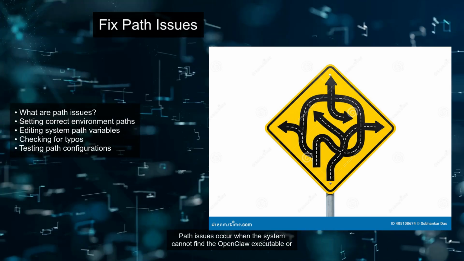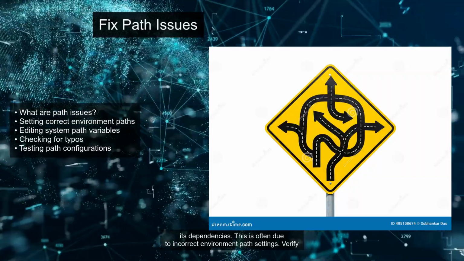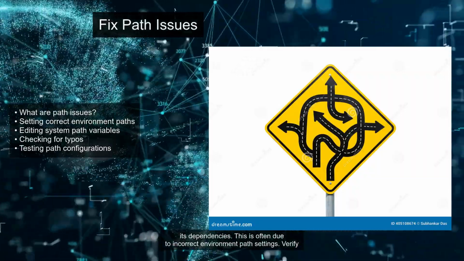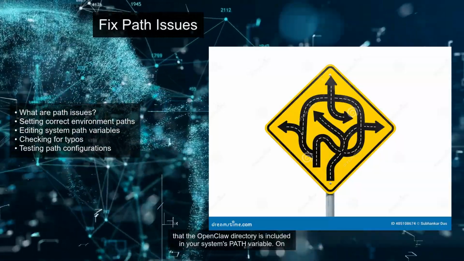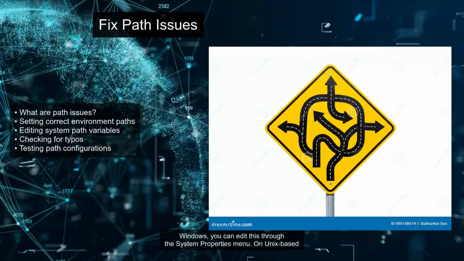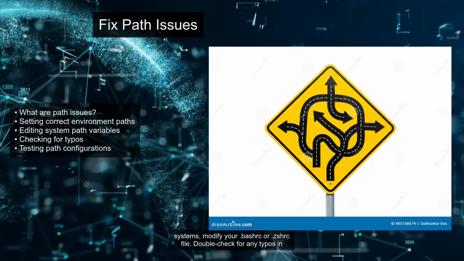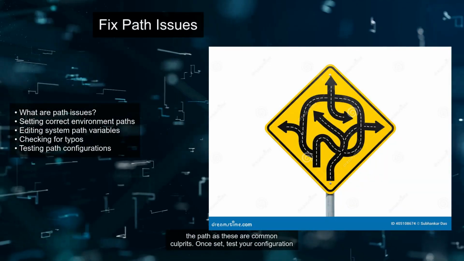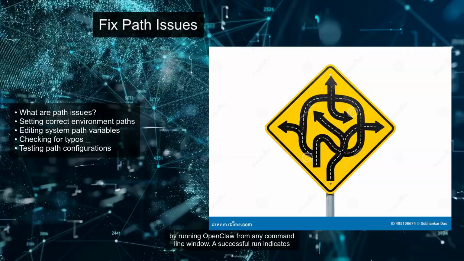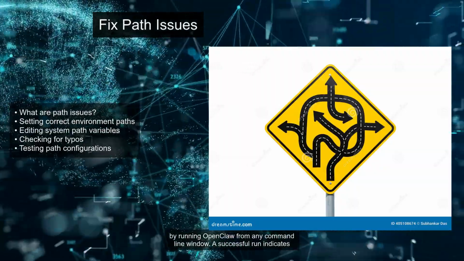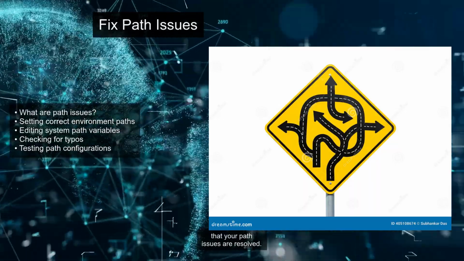Path issues occur when the system cannot find the OpenClaw executable or its dependencies. This is often due to incorrect environment path settings. Verify that the OpenClaw directory is included in your system's path variable. On Windows, you can edit this through the System Properties menu. On Unix-based systems, modify your bashrc or zshrc file. Double-check for any typos in the path as these are common culprits. Once set, test your configuration by running OpenClaw from any command line window.